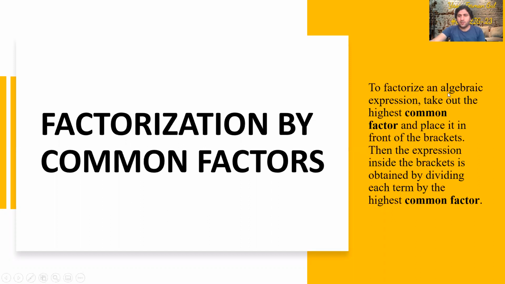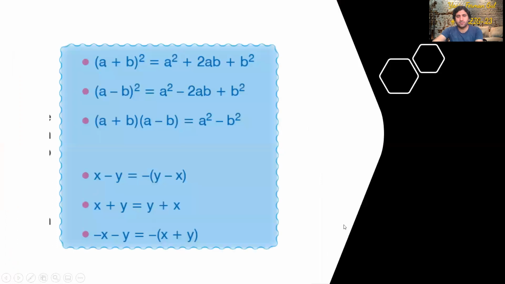To factorize an algebraic expression, we take out the highest common factor and place it in front of the brackets. Then the expression inside the bracket is obtained by dividing each term by the highest common factor. Obviously, when we speak about maths, guys, without examples, the definitions don't really make sense. So now I'm going to try to prove this on the examples.